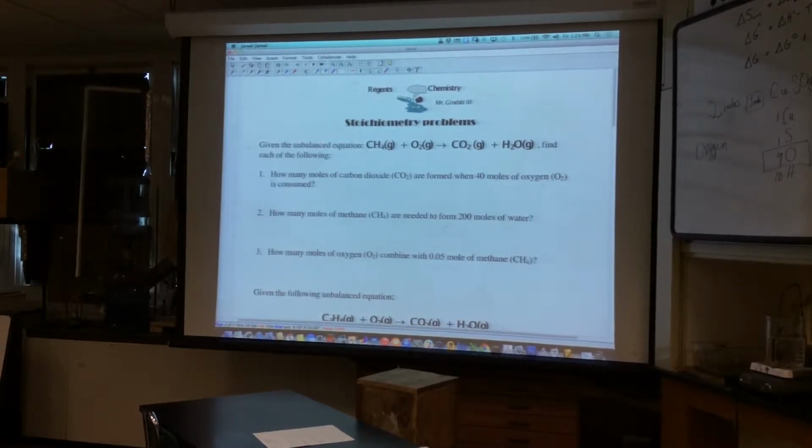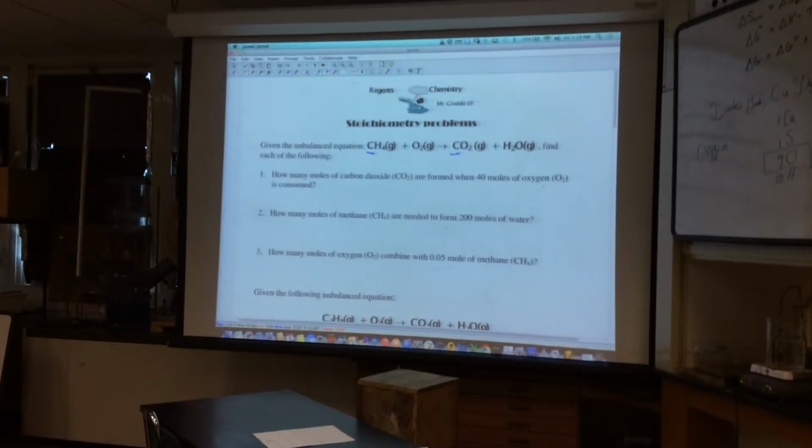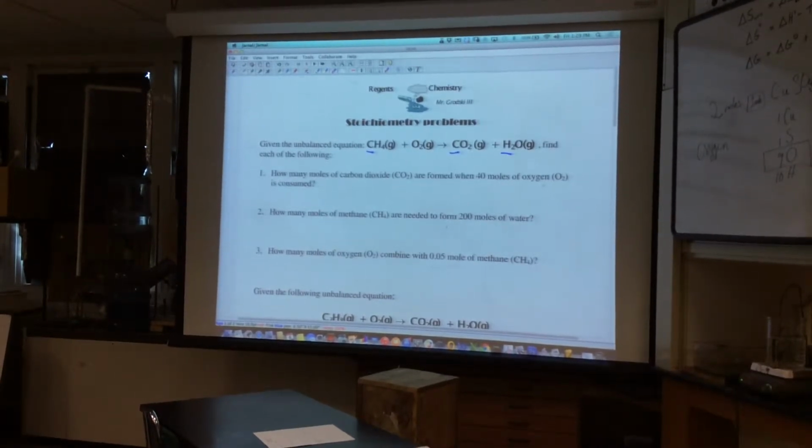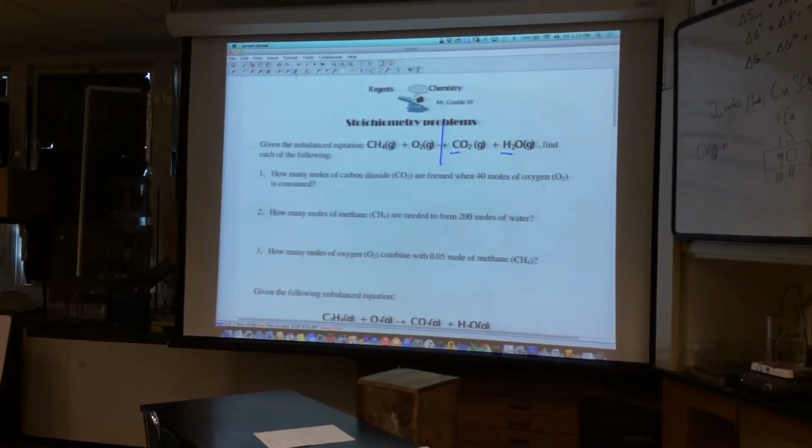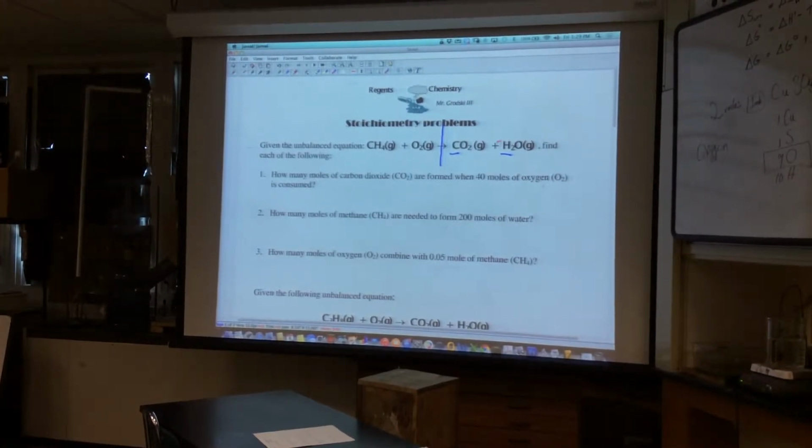Now, I have one carbon. I'm good. I have 4 H's on the reactant side, and I've got 2 H's on the product side. What do I have to do here? I have to have the same number on the product side, so I need 4. So I put a 2 in front of the H2O. This gives me 4 H's.